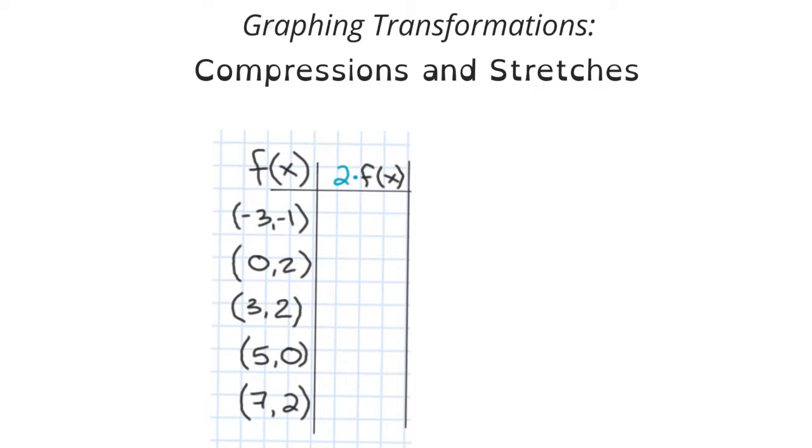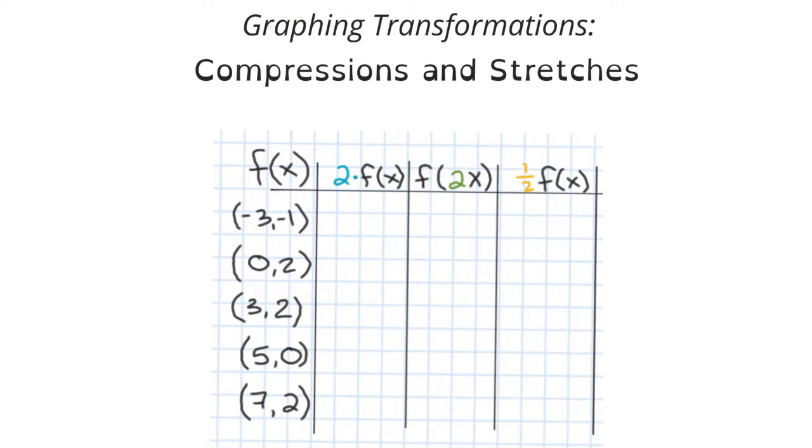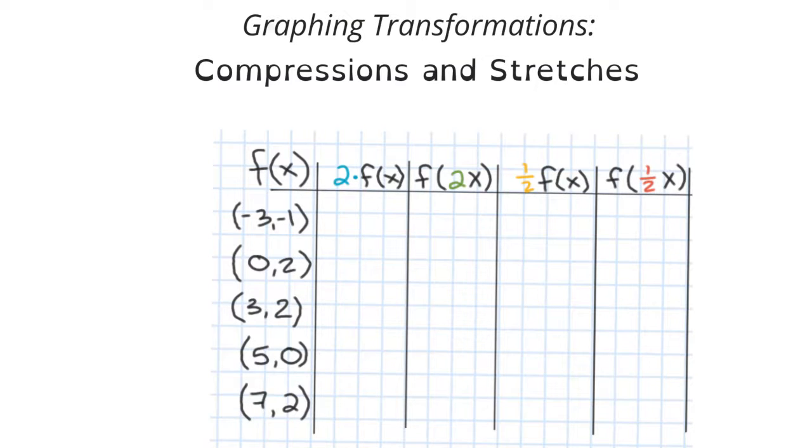We're going to look at the transformation when we multiply by 2 on the outside of the function. We're also going to look at the transformation when we multiply by 2 on the inside of the function. What happens when we multiply the outside of the function by 1/2? And finally, what happens when we multiply the inside, or the argument, of the function by 1/2? So we'll start off by graphing these points and connecting them to create a function picture. Then we'll see what each of these transformations does to each of the 5 points, and then we'll graph those.